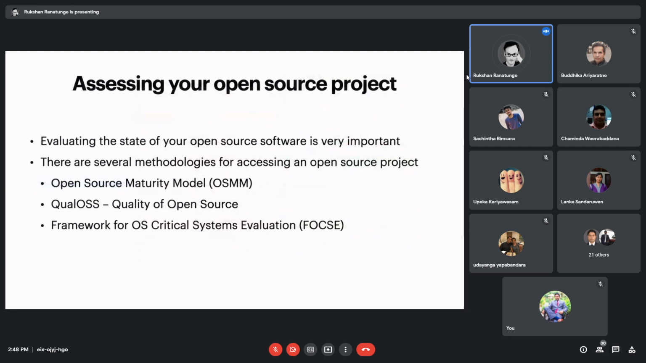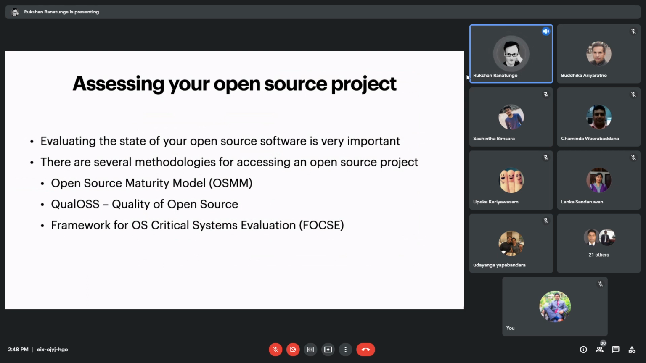And I just want to quickly add on how to assess an open source project. If you start an open source project, there are ways to evaluate its state, and that is very important. These evaluations will help organizations build trust and adopt your software or the health system that you develop.